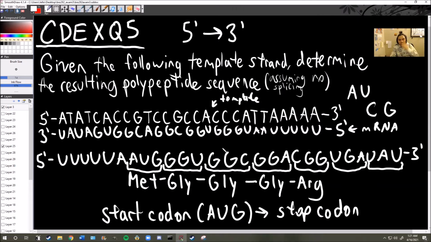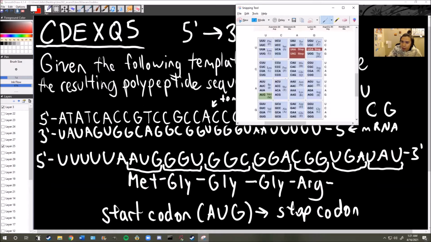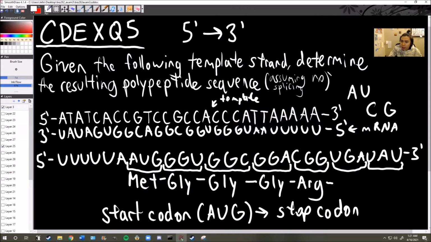Remember, it's possible to have 3 different codons that all code for the same amino acid because the genetic code is degenerate. But anyway, UGA. Oh, okay. We see that UGA is a stop codon, and stop codons do not code for an amino acid. They tell the ribosome to stop making the polypeptide, and the peptide chain will break off. That is the end of it. So our resulting polypeptide sequence is methionine, glycine, glycine, glycine, and arginine, and that would be 5 amino acids long.